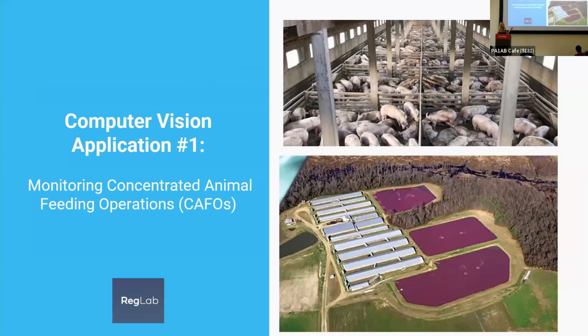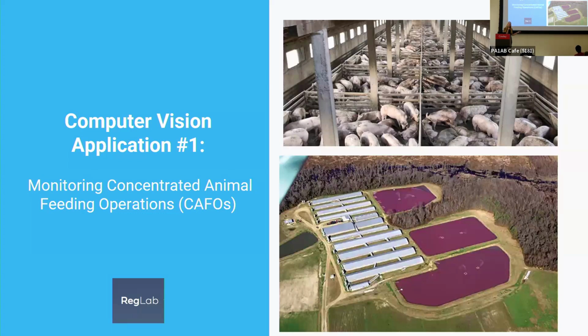This one is very dear to my heart. This is about my research at the RegLab, in which we monitor concentrated animal feeding operations. And I'll refer to this as CAFOs. So a CAFO, it's a bunch of animals living in a factory farm. So you see the top picture, that's a bunch of pigs living indoors. And the bottom picture is an aerial shot of one of these facilities.